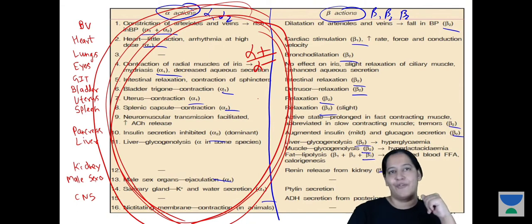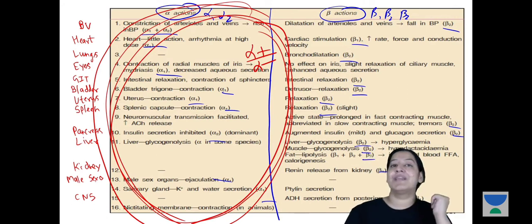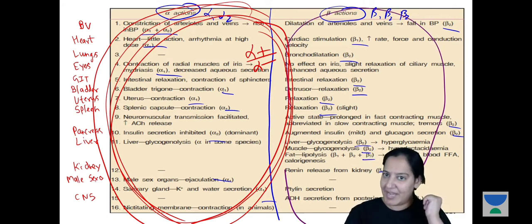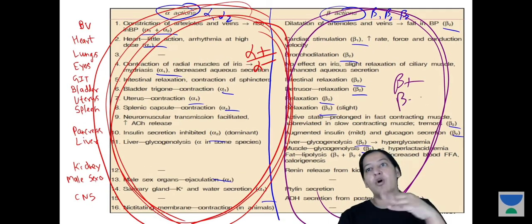The actions are in front of you. Alpha agonist will do all of these. Alpha blocker will do the opposite of these. Done? They will do the opposite. Coming to beta agonist and beta receptor. So beta agonist will do all of these, which are marked in purple. So beta agonist will do such actions and beta blocker will do the opposite.